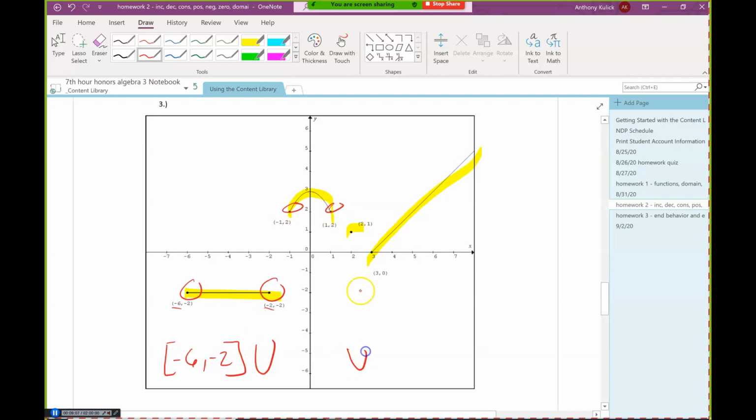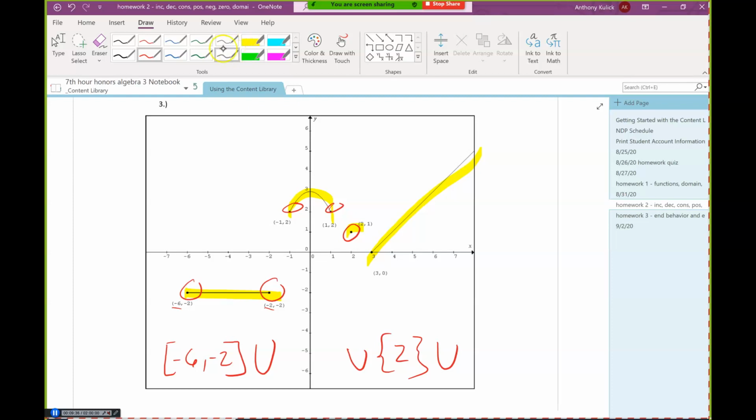And then I'll do another union. I'll do the same idea here, except I can't use an interval for that one because it's a single point, right? So there I would just use set notation with the x coordinate. And I'll do another union and the last piece. Okay with that?